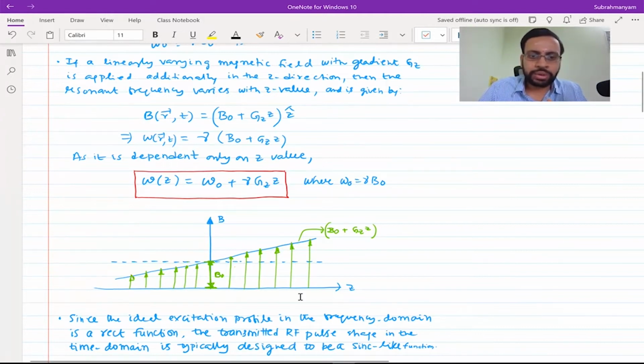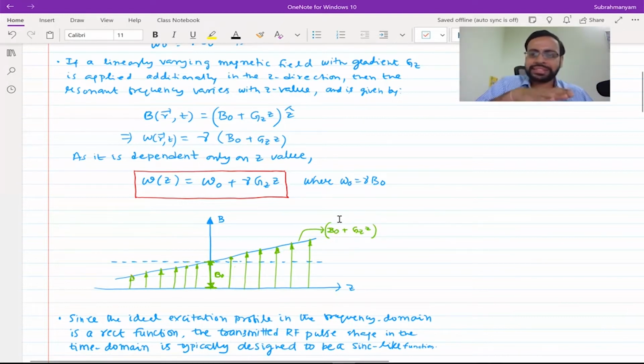How is it going to vary? The component everywhere is B naught into Z cap. That you could think of as this dotted line. In addition to that, you are adding ZZ times Z. If I simply plot ZZ times Z, I should have plotted it at the origin, but anyway, I'm adding it to B naught. So if I just lift it by B naught, that would give me B naught plus ZZ times Z.